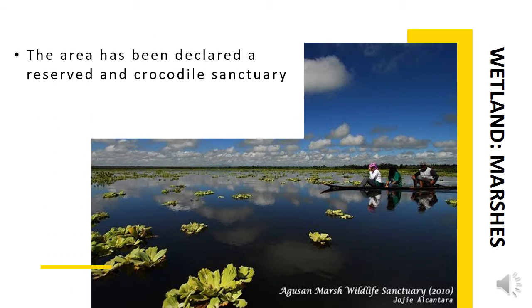So this is an example of marshes in the Philippines, the Agusan Marsh Wildlife Sanctuary. Agusan Marsh consists of freshwater marshes and watercourses with numerous small shallow lakes and ponds in the upper basin of the Agusan River and its tributaries. The area has been declared a reserve and crocodile sanctuary, where one of the largest crocodiles is found, named Lolong.